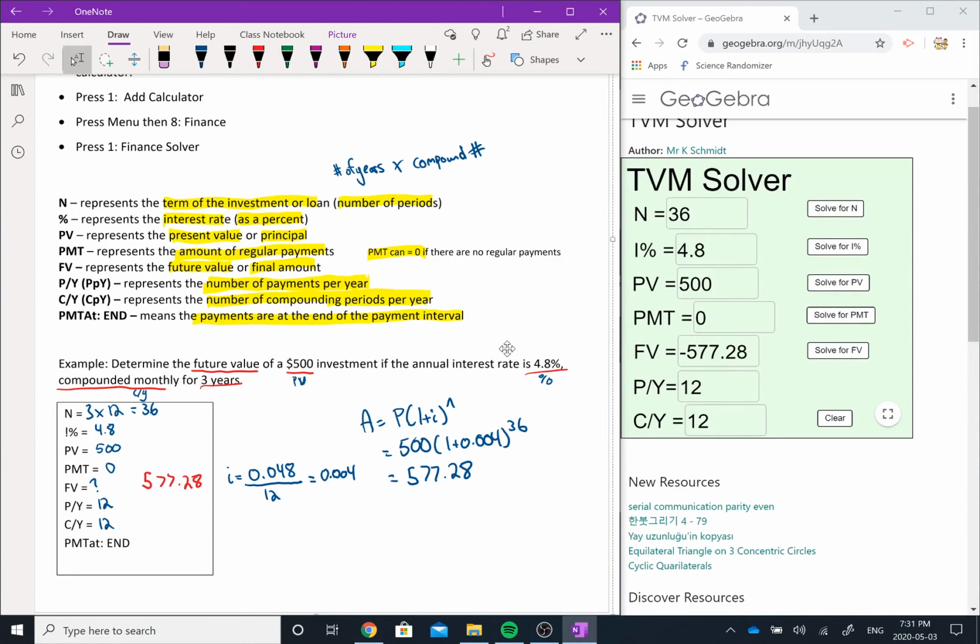Hopefully you've already done the questions so you have an answer, so you can use a TVM solver to check your answer to see if you are correct. Again, just avoid that negative. And if you're solving for present value, which we didn't do here, it's basically the same thing in the TVM solver, except you would leave the PV as 0 or blank because we don't know what it is yet, and then we just click solve for PV. Other than that, it's identical in terms of what information needs to be put in.